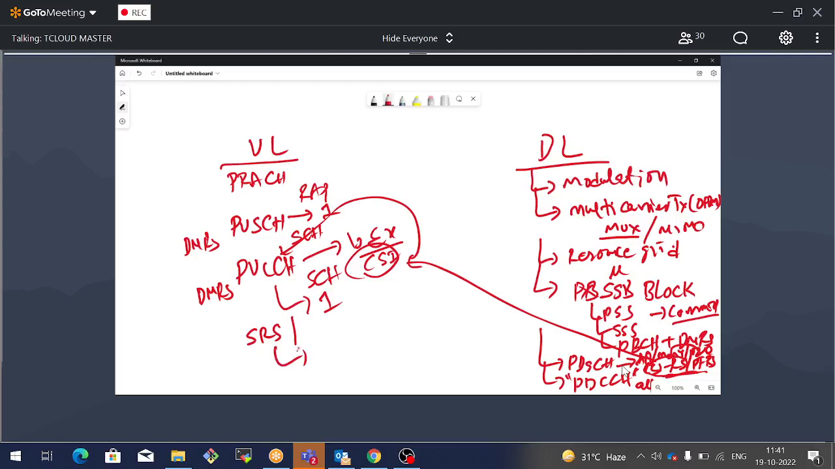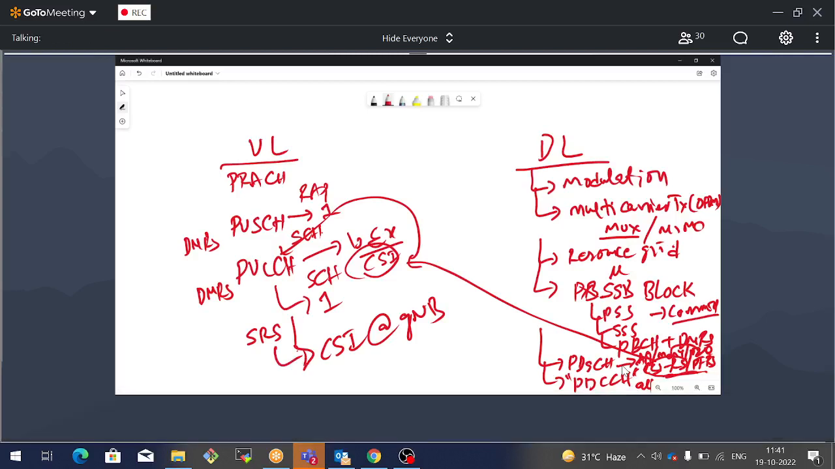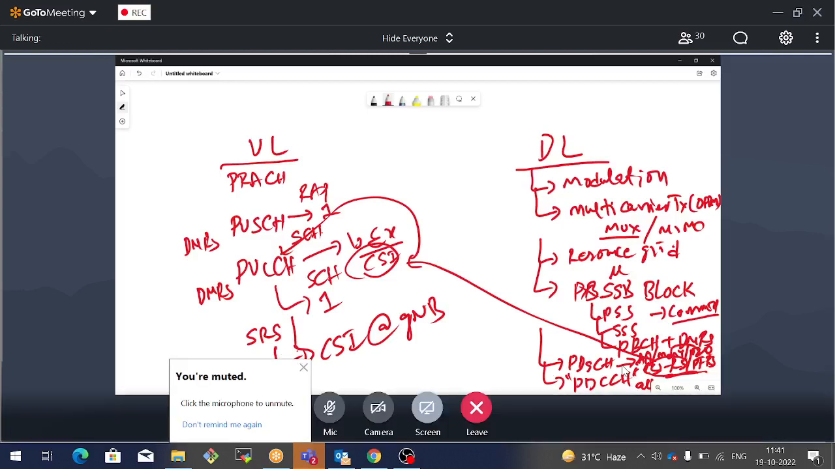SRS is the sounding reference signal. It is used for CSI estimation at gNodeB without the mobile having to provide it, because the channel conditions are the same in the TDD case for both uplink and downlink. Is this clear, everyone? I might have missed certain things, but I tried to summarize as much as I could.